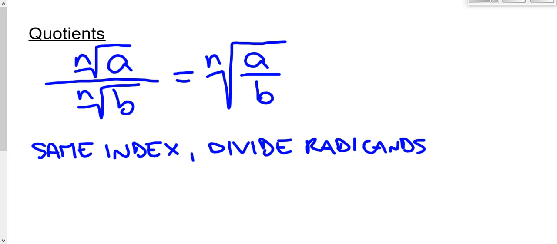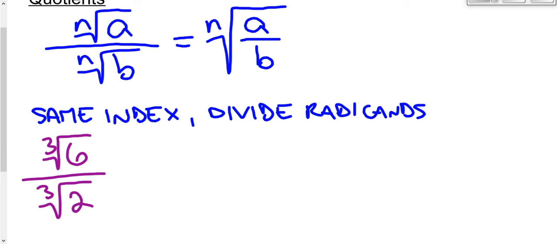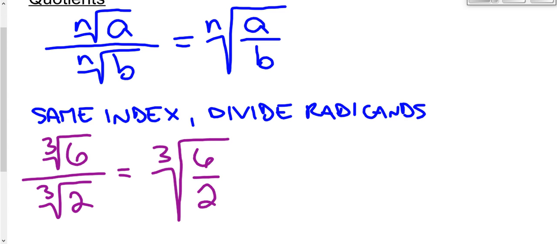So let's take a look at a very simple example of this situation as well. Let's say I have the third root of 6, that's the cube root of 6, divided by the cube root of 2. If I have this situation happening and I have the same root on top and bottom, 3 and 3, then I can combine them under one giant radical and do the third root of 6 divided by 2. And that's helpful because I can simplify what's inside my radical now. I can simplify my numbers by actually dividing them and then check to see if anything can be taken out of my radical. So in this case, 6 divided by 2 is 3.